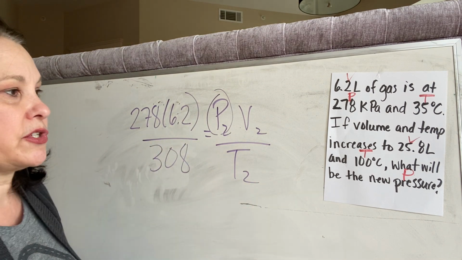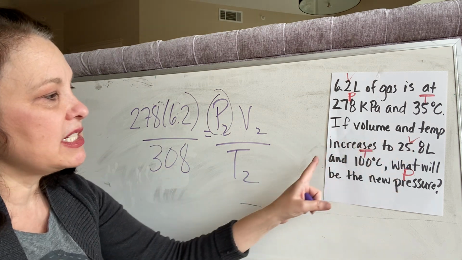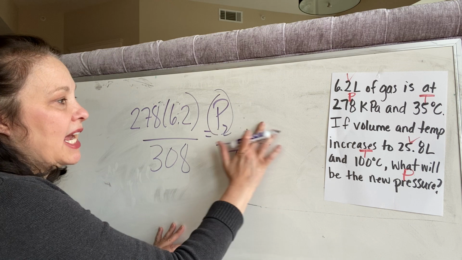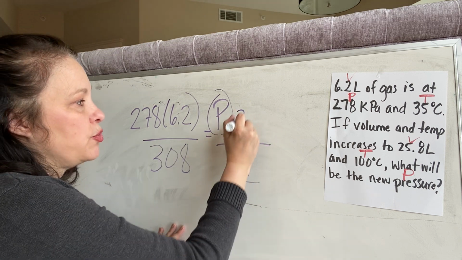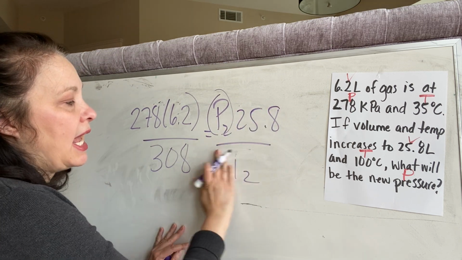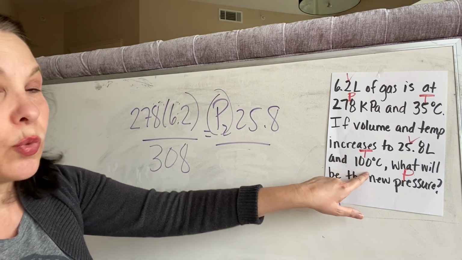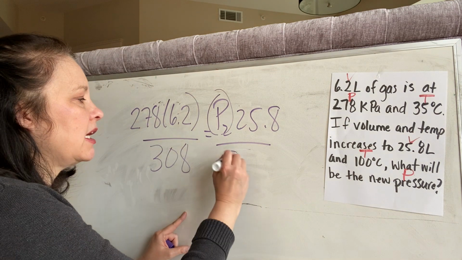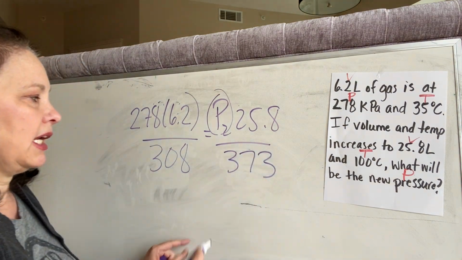Now let's go to the other side. It says that the volume and temperature increased to, so that means my other volume is 25.8, and my second temperature is 100 degrees Celsius. So plus 273 is 373 Kelvin.